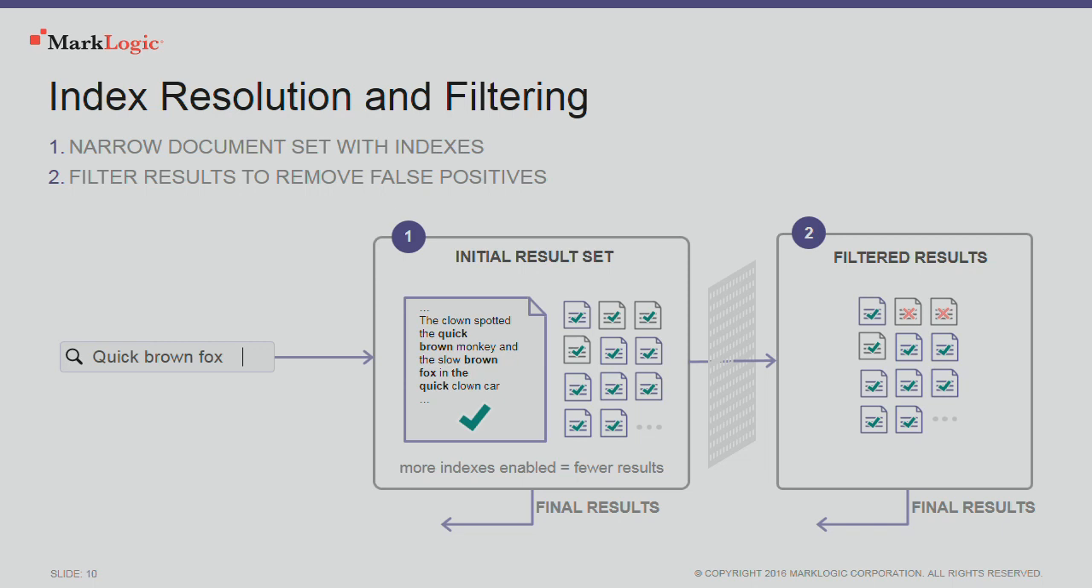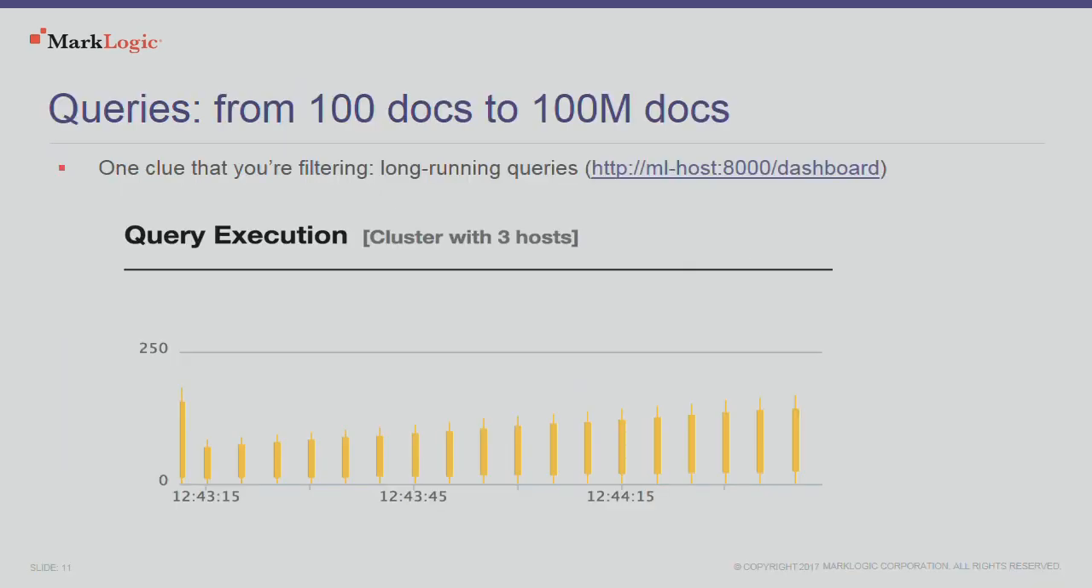In general, if possible, it's great to align your queries with your indexes. So if you need phrases, for instance, like in this case, you could turn on fast phrase search, and that would be much more efficient. So how do you know that you've got all of these filtered queries running in production?